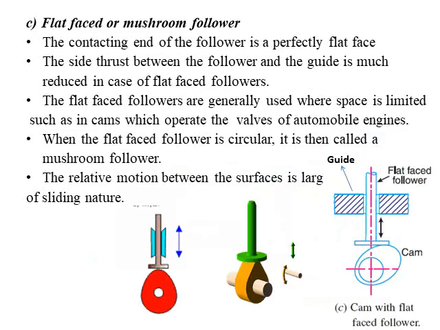Coming to the third type, we have the flat-faced or mushroom follower. When the contacting end of the follower is a perfectly flat face, it is called a flat-faced follower, as can be seen in the sketch. Now, as the end of the follower is perfectly flat, the contact surface area is more, hence the stress that will be applied will also be more, and also the side thrust between the follower and the guide is much reduced when compared to that of knife edge and roller follower.